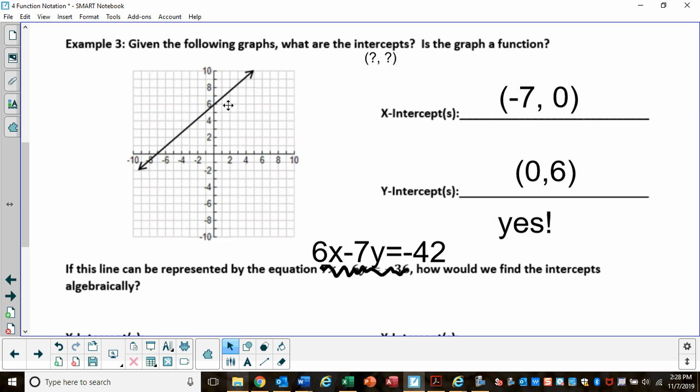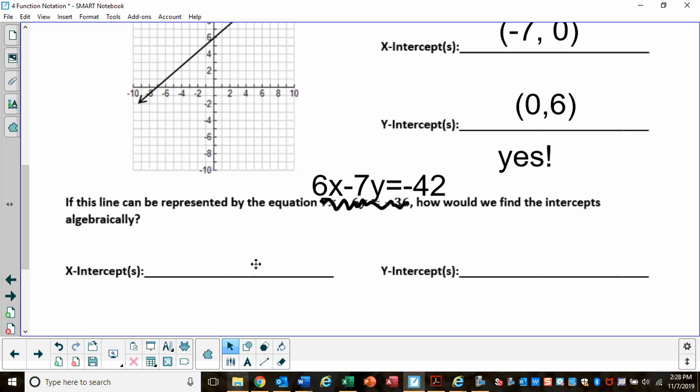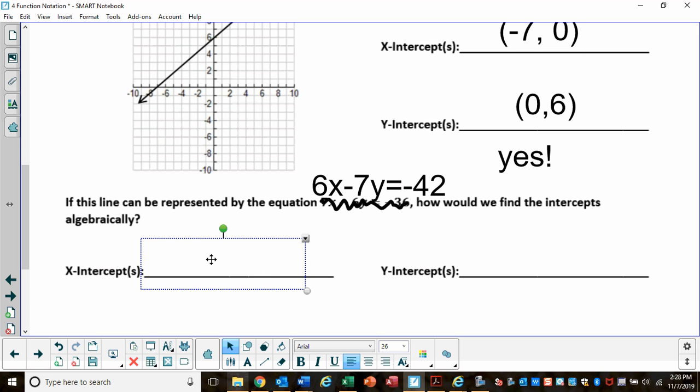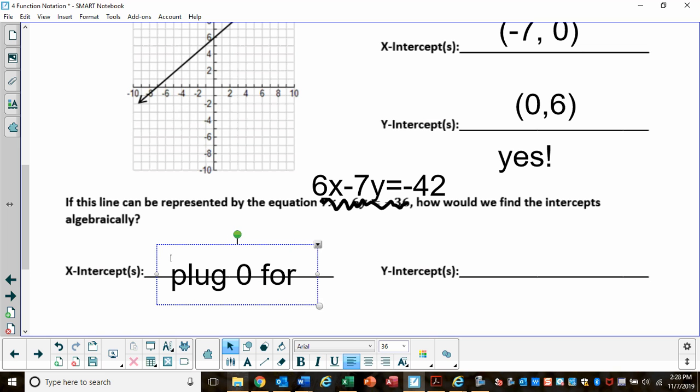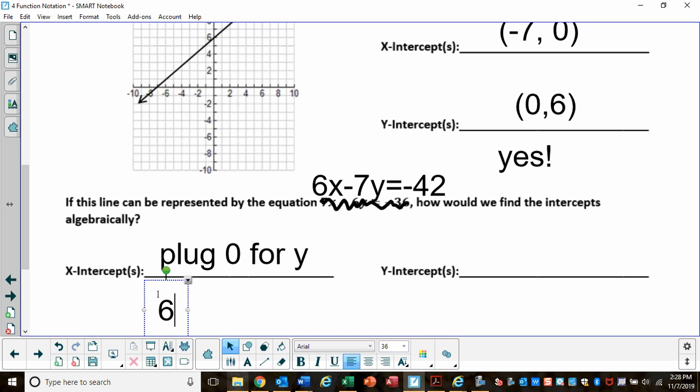Okay? But if I wasn't given the graph and I was only given the equation, I would still be asked to find the intercepts. It's just going to be a little bit harder. Okay? So for the x-intercepts, what I'm going to do is plug in 0 for the y. Okay? And then I solve for the x value. So I have 6x minus 7 times 0 equals negative 42.